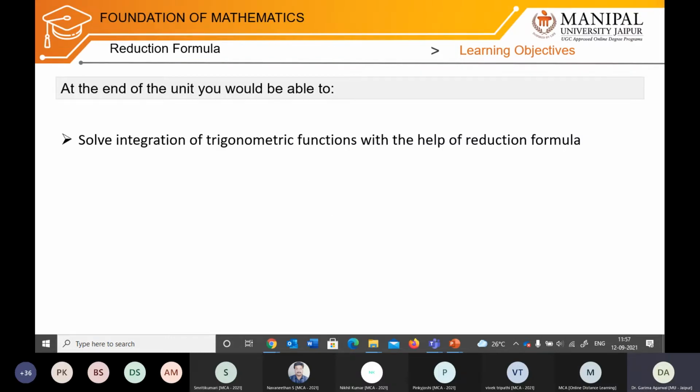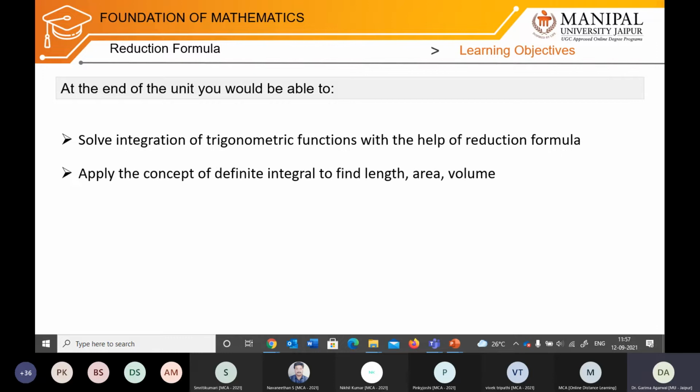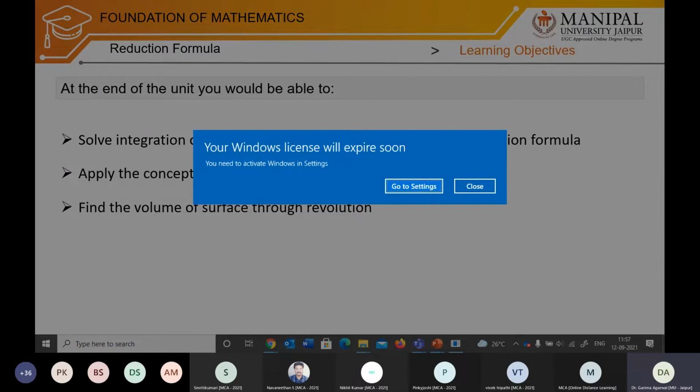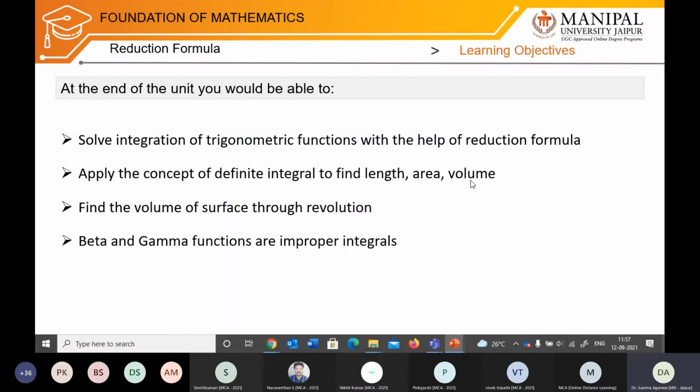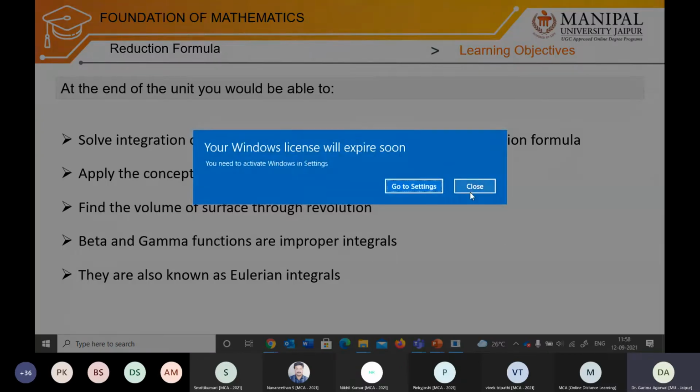In this lecture, we'll solve integration of a trigonometric function with the help of reduction formula. Also, we'll apply the concept of definite integral to find length, area, volume, and we'll find volume of surface through revolution, and beta and gamma functions are for improper integrals. Also, we'll discuss Euler's integral.